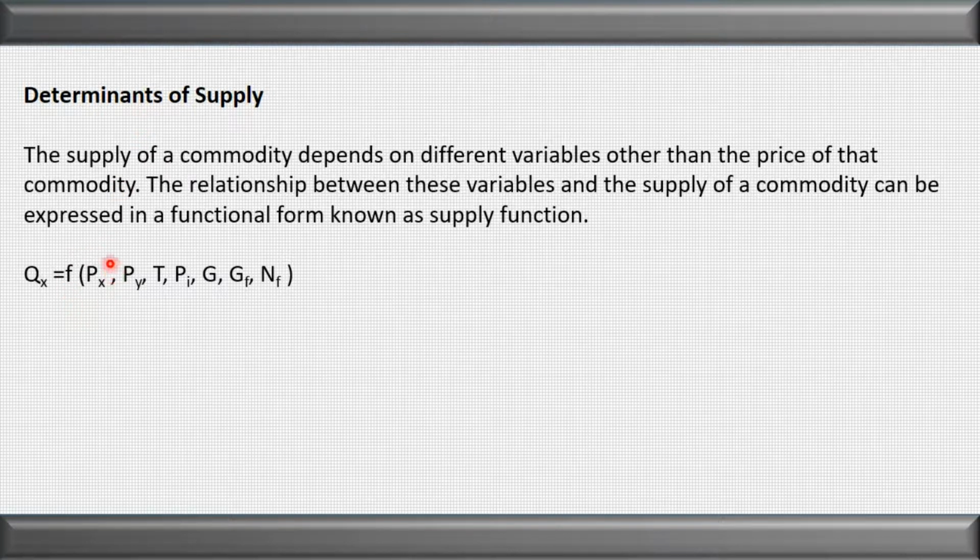Here Px means price of the commodity X, Py means price of the substitute goods, T means technology, Pi means price of raw material, that is input, G means government policies, Gf means goal of the firm, Nf means natural factors. So these are the factors which affect the supply of the commodity.